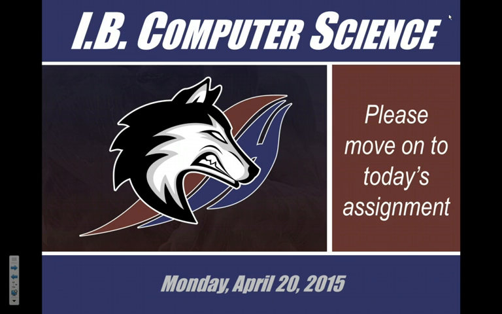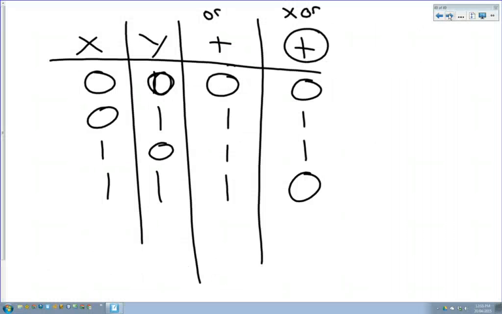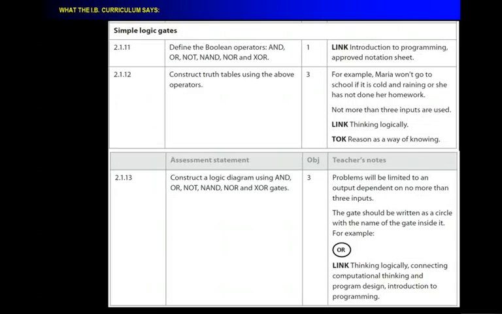Okay, so we're going to move on. So I'm going to just jump back right to the beginning here because you guys took a lot of stuff there that kind of wore you guys out. But I wanted to just quickly show you again what the IB curriculum says. So let's go back to the beginning here. Define AND, OR, NOT, NAND, NOR, XOR. So if you can define those, you're good. Construct truth tables using the above. Okay? Here's the example it gives.